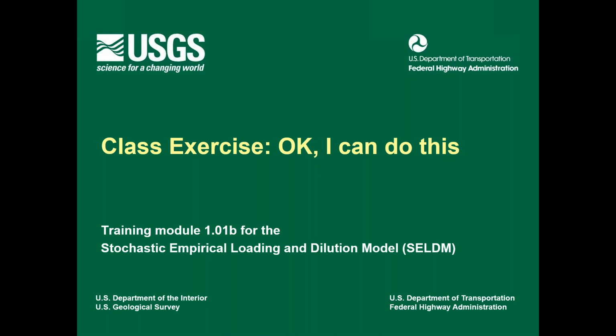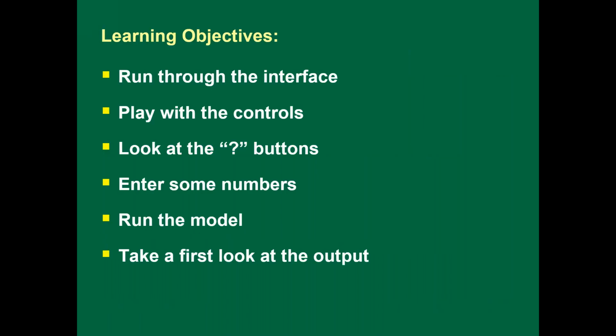So here it is. Our learning objectives were to run through the interface. So don't get too focused on what numbers we're putting in. The idea is to run through it and get familiar with the interface. We're going to play with the controls. We're going to look at the question mark buttons, which give you help everywhere. We're just going to enter some numbers, run the model, and take a first look at the output.